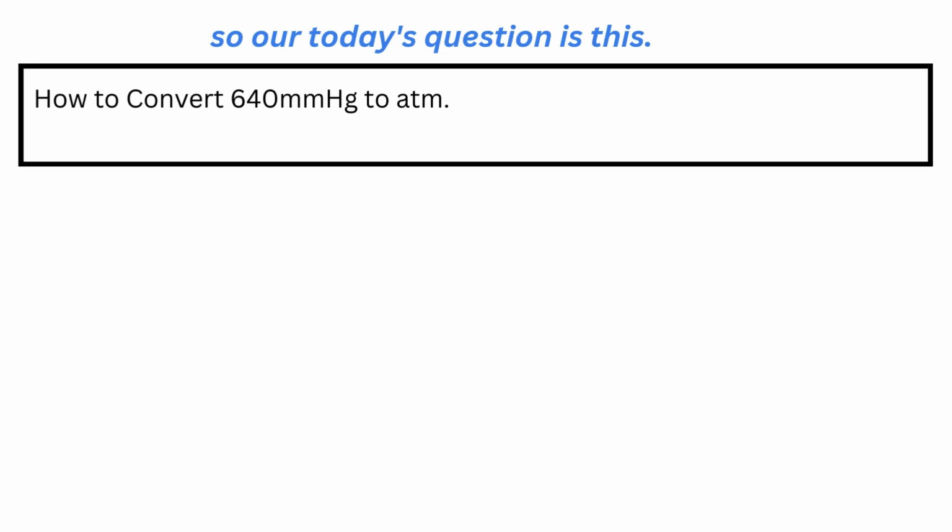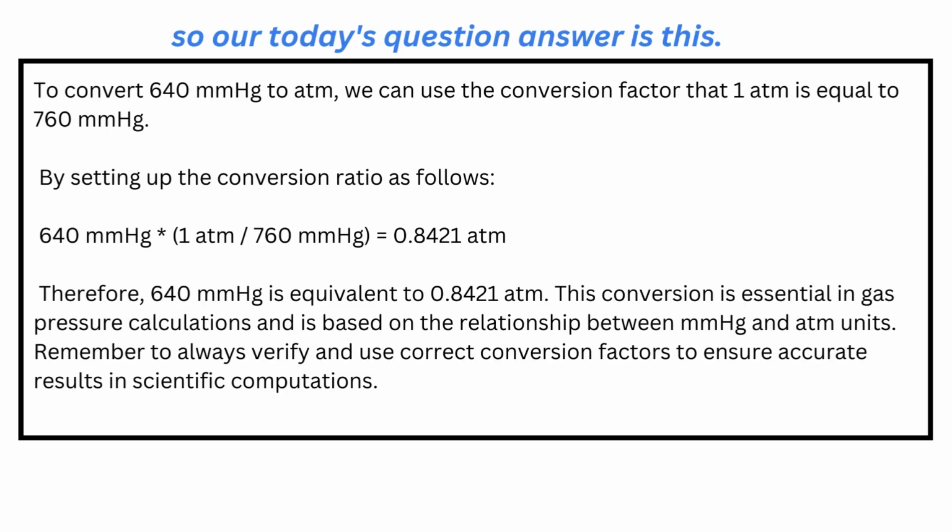How to convert 640 mm Hg to ATM? The correct answer is: to convert 640 mm Hg to ATM, we can use the conversion factor that 1 ATM is equal to 760 mm Hg. By setting up the conversion ratio as follows: 640 mm Hg × 1 ATM / 760 mm Hg equals 0.842 ATM. Therefore, 640 mm Hg is equivalent to 0.842 ATM.